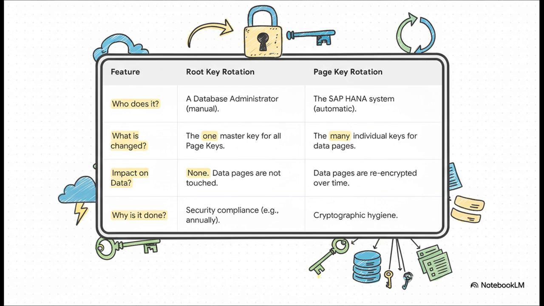Now, page key rotation, that's totally different. The HANA system handles that all by itself, automatically. And what's being changed? With the root key, you're changing that one master key. With page keys, the system is changing the many individual keys for the data pages. And the impact? This is huge. Rotating the root key has zero impact on the data itself. But when page keys rotate, the data pages are actually re-encrypted over time. It's all about good security hygiene.